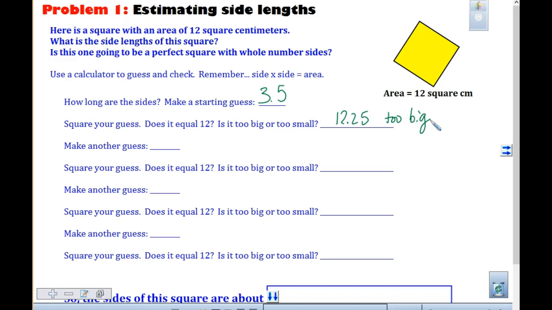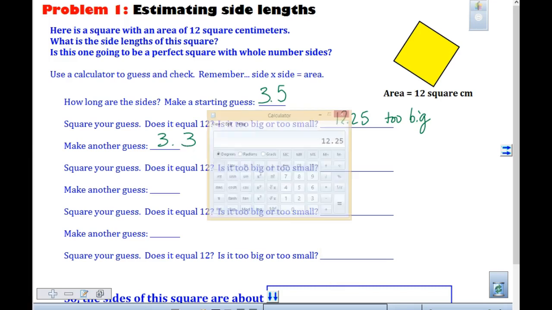What do you go with? Give me a guess. More than 3.5 or less? Less, so 3 point what? 3.3. Okay, put 3.3 in your calculator.